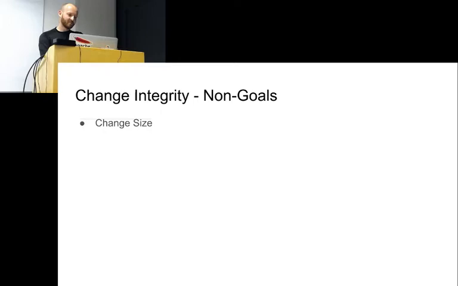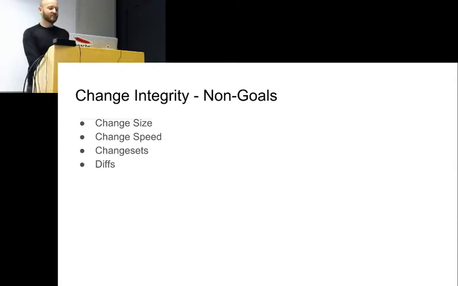So again, non-goals: the change size, the change speed, the change sets versus the entire CR config, doing diffs, the protocol, whether we're still doing HTTP, whether we're doing JSON, maybe we want to do protobuf. We can do that in the future, not required for this project.